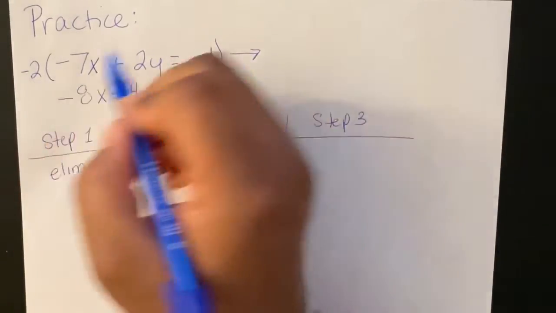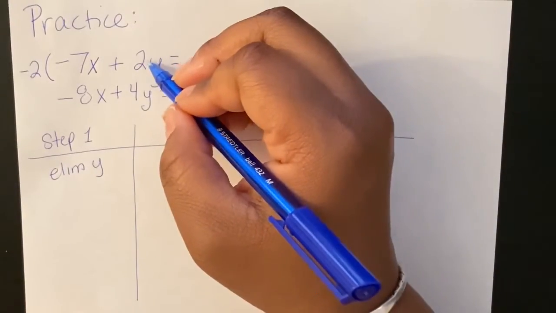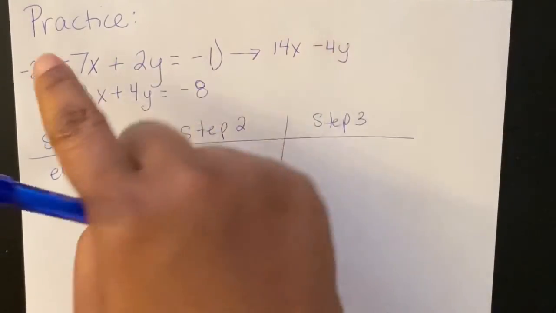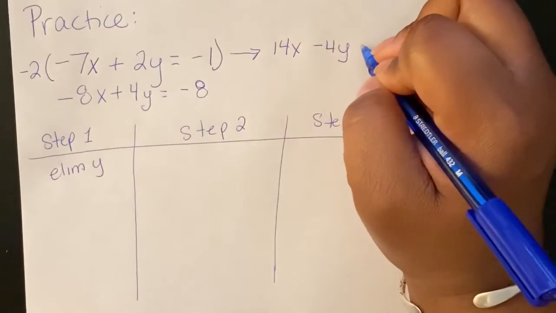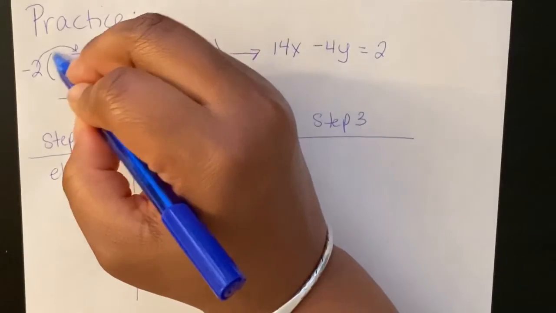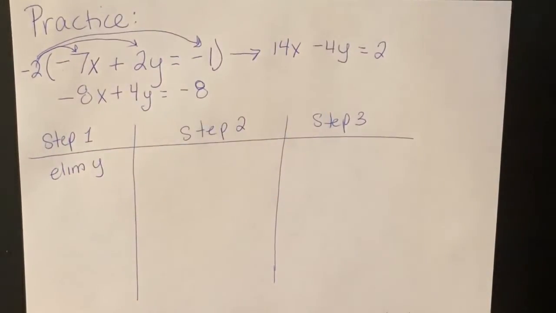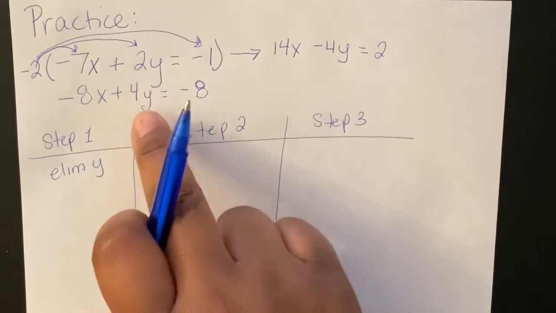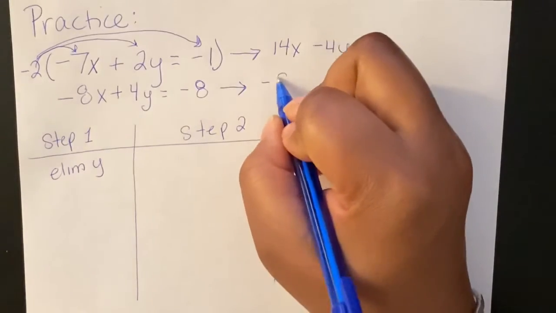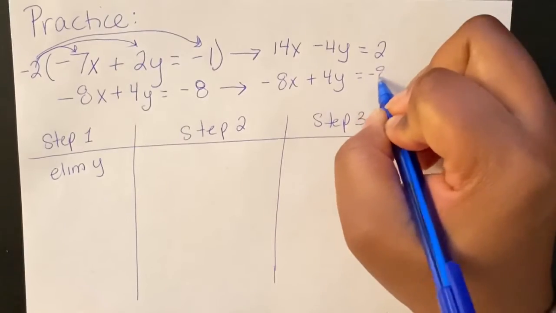When I do that, I'm going to get negative 2 times negative 7x, which is 14x. And I'm going to get negative 2 times 2y, which is negative 4y. And I'm going to get negative 2 times negative 1, which is 2. So I basically distributed this negative 2 to everything in the equation. The second equation stays the same, ladies and gentlemen. I did not multiply by anything. Negative 8x plus 4y equals negative 8.